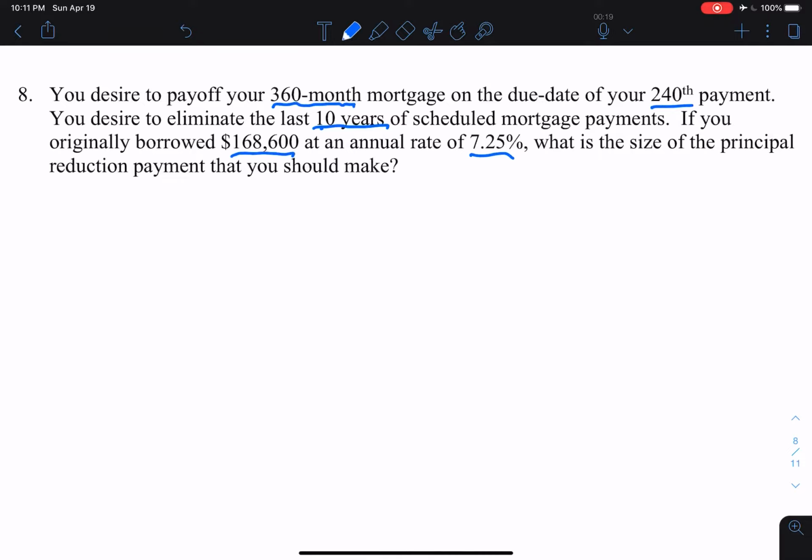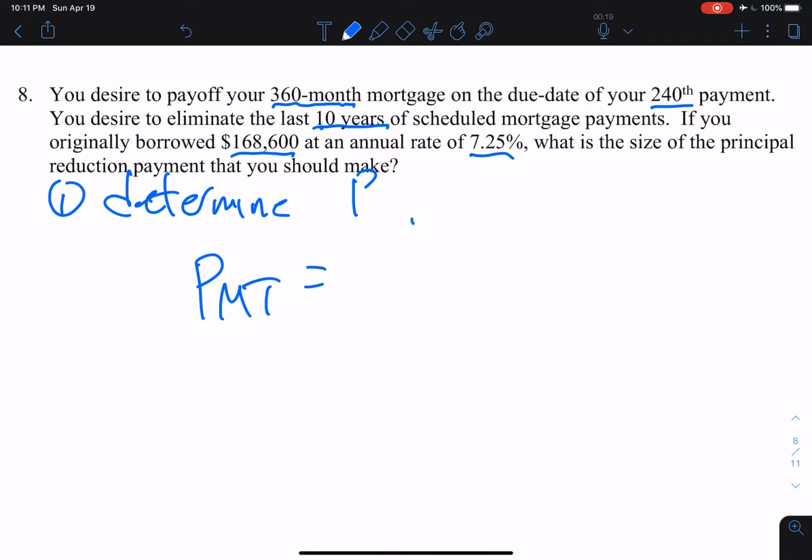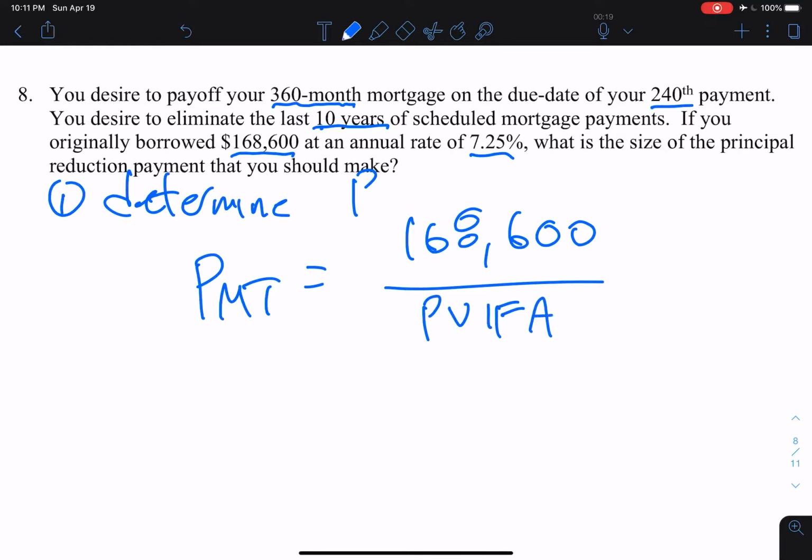Well, there's two steps here. The first step is to determine P, the payment size, okay? And we have learned to this date that the payment amount is equal to the loan amount, $168,600, divided by the appropriate PVIFA. And here the PVIFA will be one that has an R value that is equal to 0.0725 divided by 12, and a value for N that is equal to 360. It's kind of that straightforward.